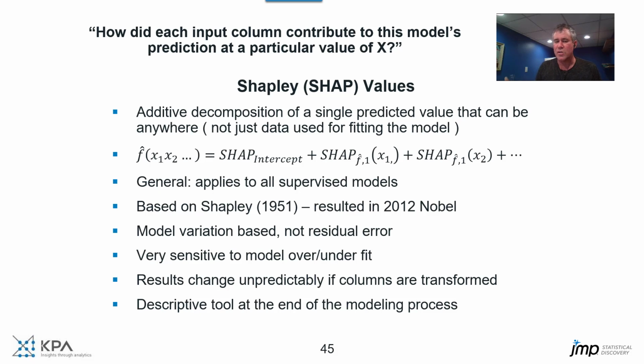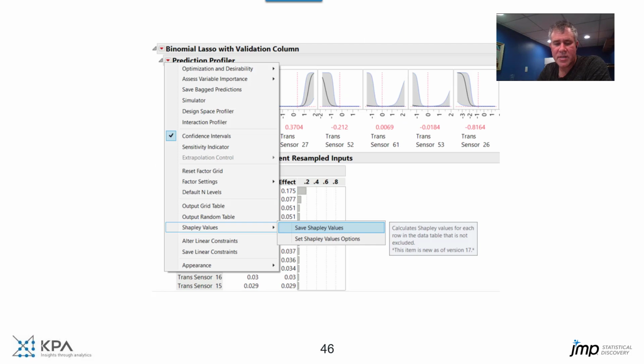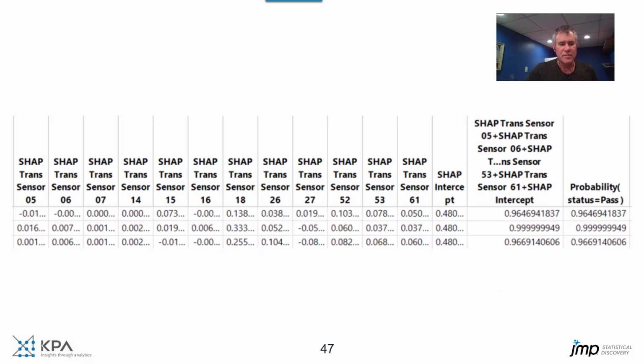So the resolution of the question that's answered by Shapley values is far more local than either the variable importance tools or the column contributions in the bootstrap forest. We can obtain the Shapley values by going to the red triangle menu for the profiler, and we'll find the option for them over here, fourth from the bottom. When we choose the option, the profiler saves back SHAP columns for all of the input variables to the model, and this is of course happening for every row in the table.